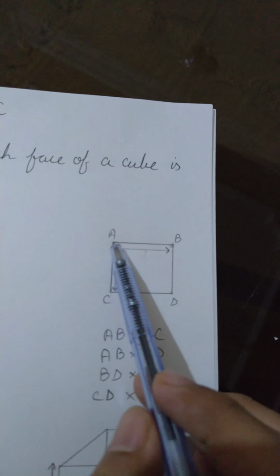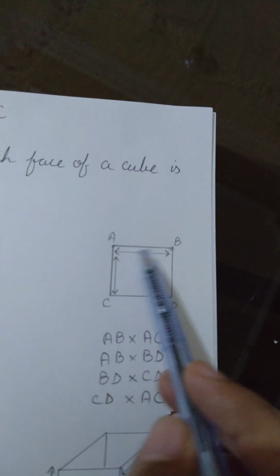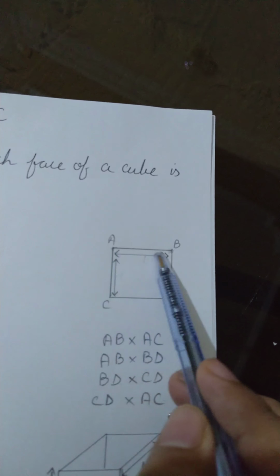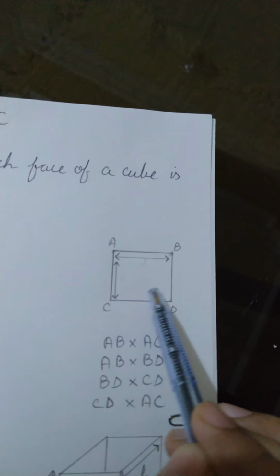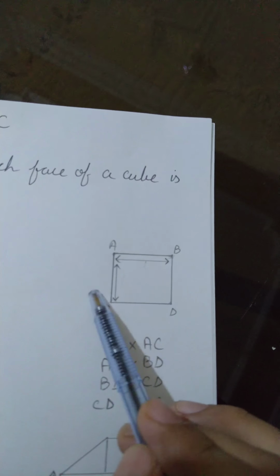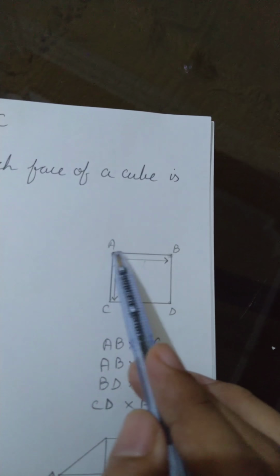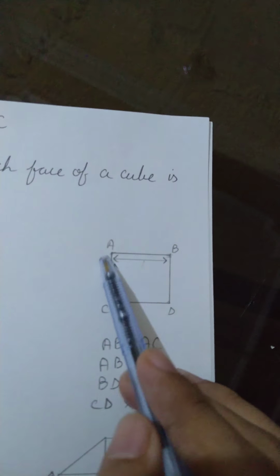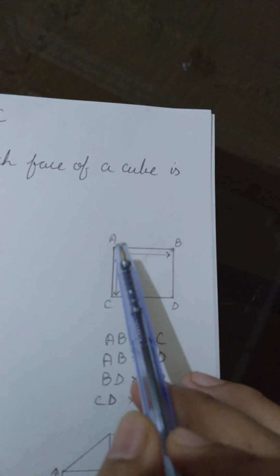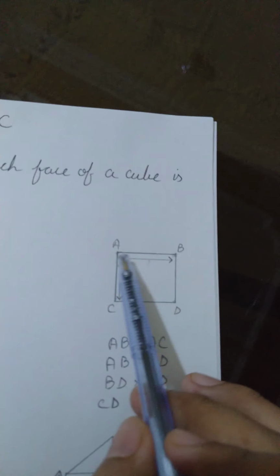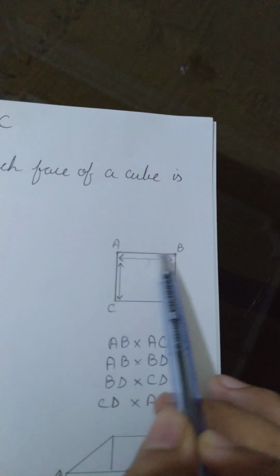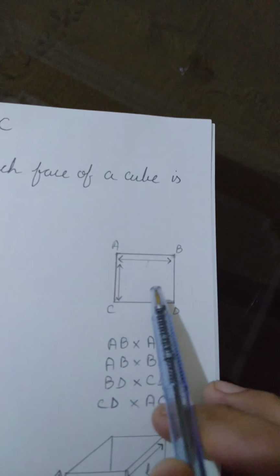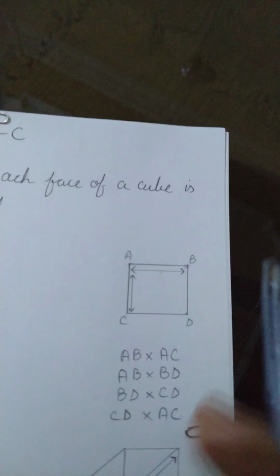How? I can take side AB and AC. If I multiply these two sides together, I can find the surface area of this square. But why only these two sides? Because side AB and side AC are adjacent to each other. Adjacent means that the two sides I am taking should have a common point. You can see side AB and side AC have common point A here. So I can multiply these two sides and get the surface area of this square.